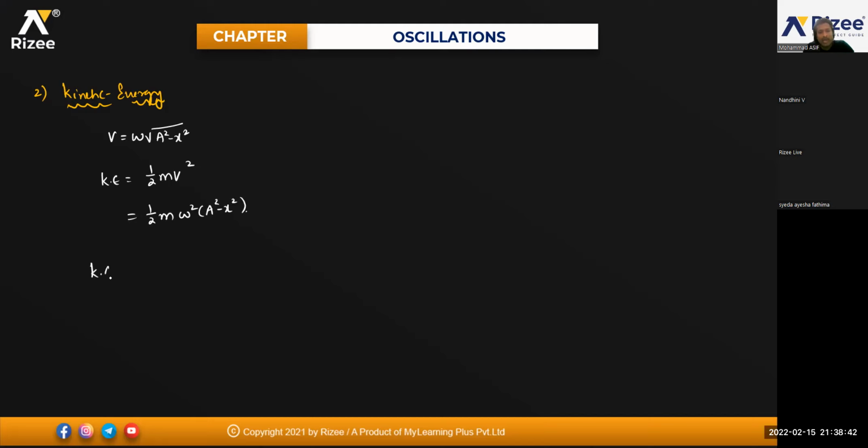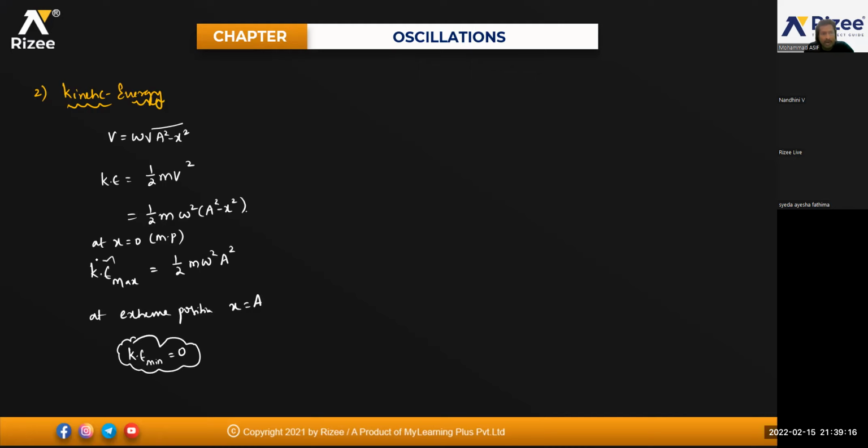That means kinetic energy is maximum at your mean position. So it is half into M into omega square into A square at X is equal to 0, that is at mean position. At mean position, this will be the maximum kinetic energy. Okay. At extreme position, if I am writing, at extreme position, X will be equal to A. Therefore, kinetic energy will be minimum. That will be equal to 0. Depending upon the value of your X, we can write the kinetic energy is maxima or minima. It is maxima at your mean position and 0 at your extreme position.